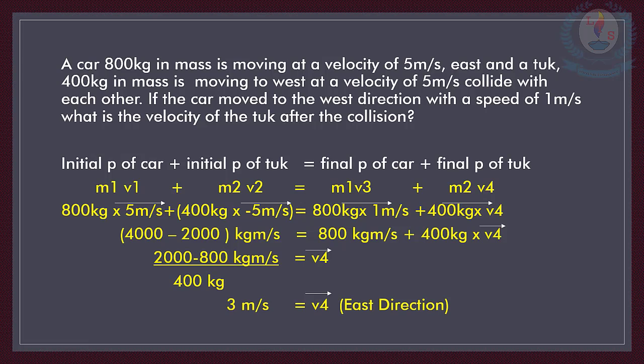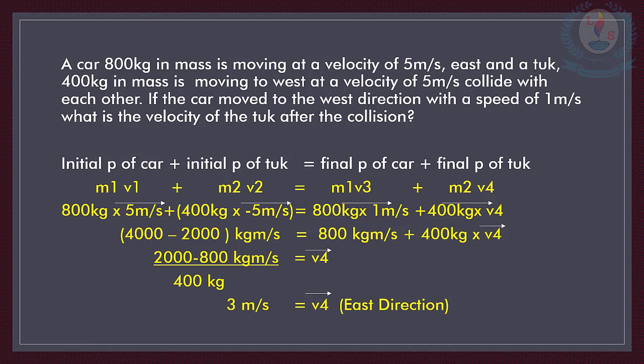A car of 800 kilograms in mass is moving at a velocity of 5 meters per second to the east, and a tuk-tuk of 400 kilograms in mass is moving to the west at a velocity of 5 meters per second, and they collide with each other. If the car moves to the west, which is the opposite direction to that it was traveling, with a speed of 1 meter per second, what is the velocity of the tuk-tuk after the collision?